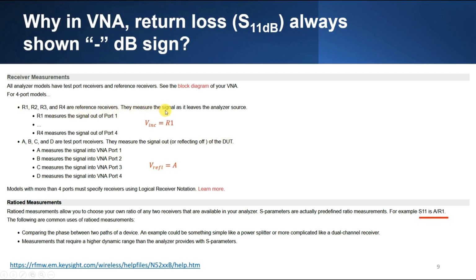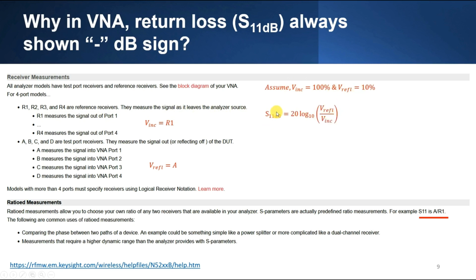They are measuring the signal as it leaves the analyzer source. That means R1 measures the signal out of port 1. That means it's the voltage incident, which comes out from the analyzer source. Okay, therefore, we assume the voltage incident is equal to 100% and the voltage reflected is 10%.